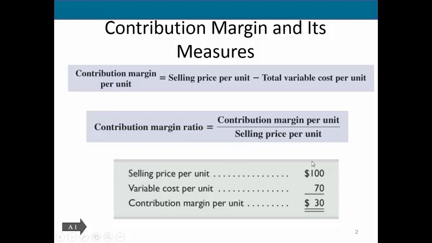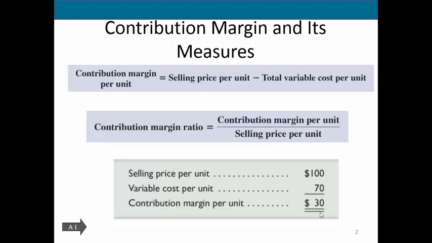If we have a sales price per unit of $100, variable costs of $70, that gives us a contribution margin per unit of $30. So what this is telling us is that anytime we make a sale, the first $70 is always going to go towards covering our variable costs. Because for every unit we sell, we will have $70 of variable costs. So it's this $30 that is left over that's available to contribute to our profit.